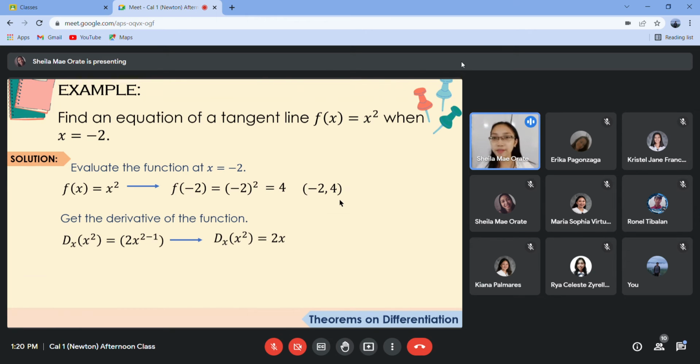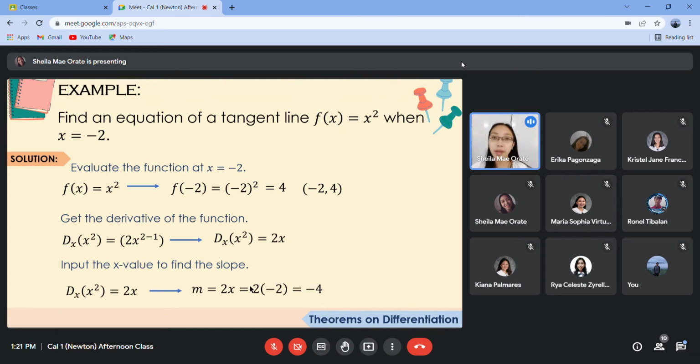Okay, so we have the derivative of our function, 2x. Now, what's next that we need to do to get the slope? We have to input the x value to find the slope. So we have 2x, 2 times negative 2, we have negative 4. So the slope is negative 4. Remember our point, our coordinates are negative 2 and 4, and our slope is negative 4.